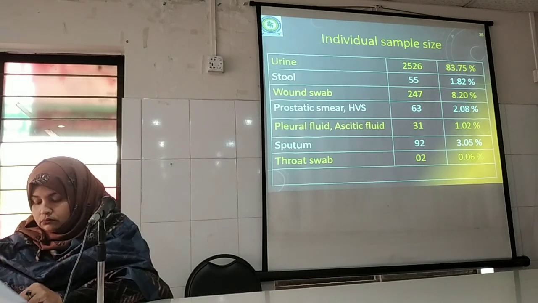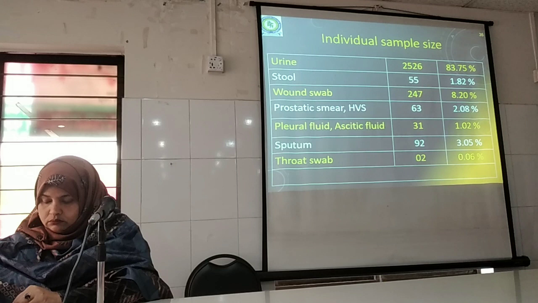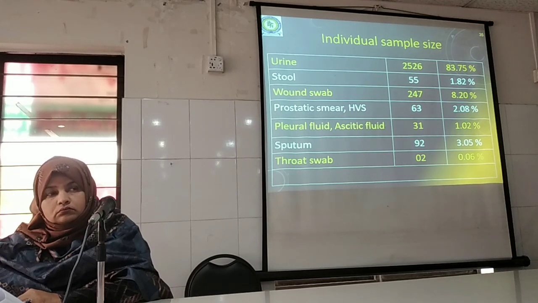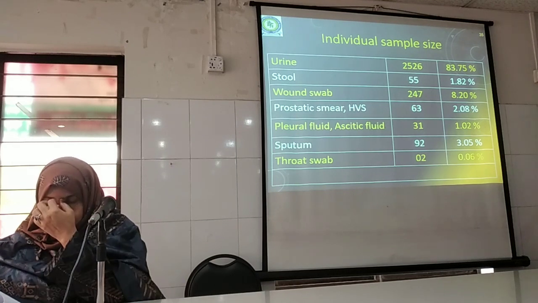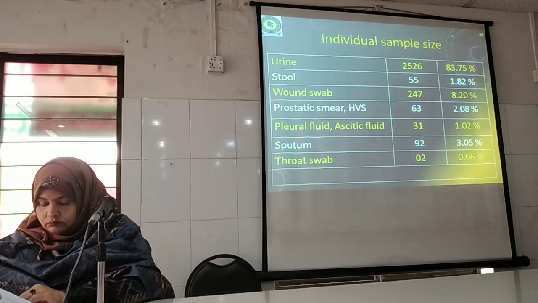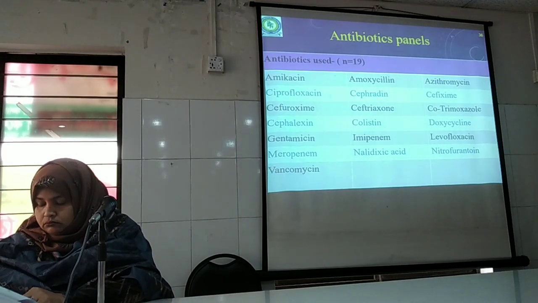Individual sample size. Urine sample was 2526, that is 83.75%. Stool sample was 55 in number. Pus sample 247. Prostatic smear and high vaginal swab was 63 in number. Pleural fluid and ascitic fluid was 31. Sputum sample was 22, and throat swab was 02. These are the 19 antibiotic panels we used.